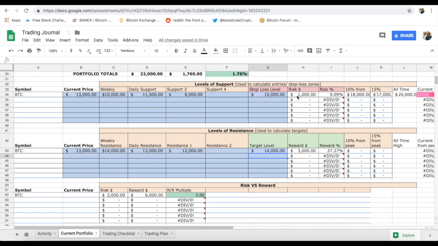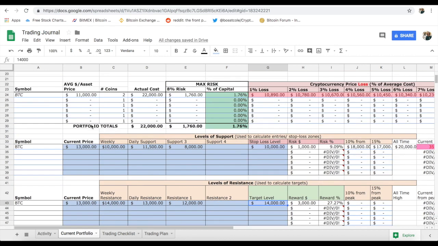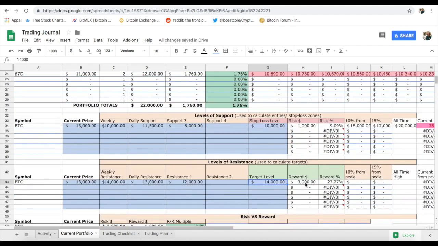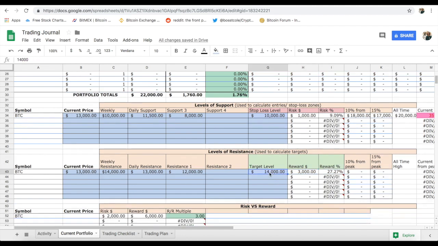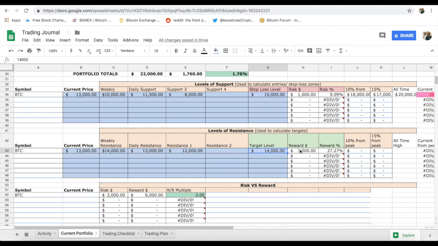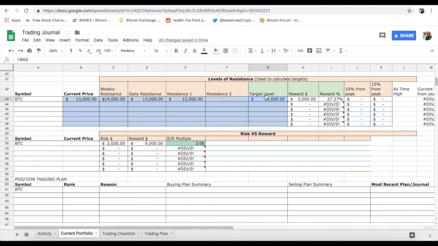All right, so now we have our risk and our reward, and it shows you the percentage of that. So if we reach our target level of 14,000 from our initial entry of 11,000, we're going to make $3,000 per Bitcoin with a reward of 27.27%. Now, to work out the risk versus the reward and the multiple, it's all done for you. So it takes the risk amount and the reward amount, and it gives you your risk reward multiple. So if you risk $2,000, you're making $6,000. So you have a 3-to-1 risk reward multiple.